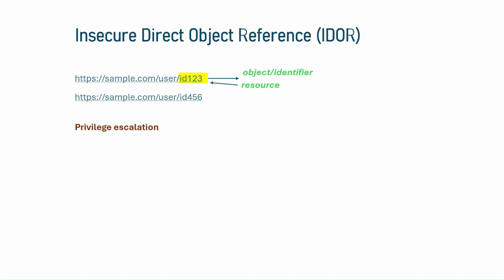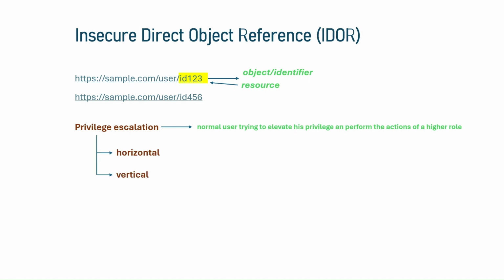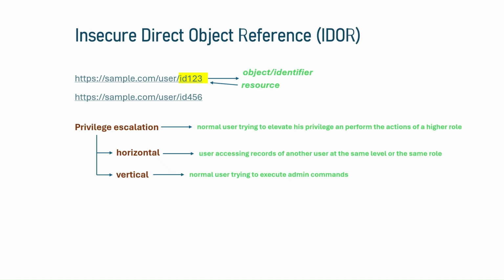Privilege escalation usually happens when a malicious user logs into an application as a normal user and then tries to elevate his privilege and perform the actions of a higher role, say for example, perform actions only an admin can do. Now, to add to that, privilege escalation can be classified as horizontal or vertical privilege escalation. Vertical privilege escalation is the one that I explained a few seconds ago, a normal user trying to execute admin commands. Whereas with a horizontal privilege escalation, a user can try and obtain the records of another user at the same level or the same role.